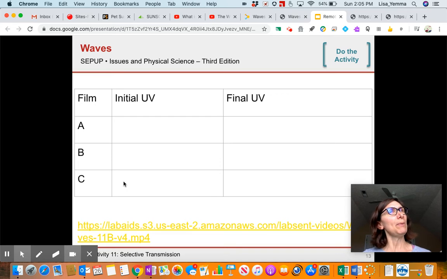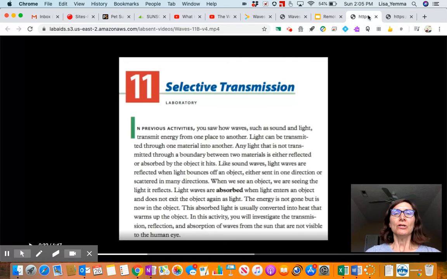And so our independent variable was the type of film with 3 levels of our IV because we had film A, B, and C. Our control would be a thermometer just out in the sun sitting there. And for UV, just the UV meter. So this experiment will be explained to you here while you're watching. Please fill out your data table.